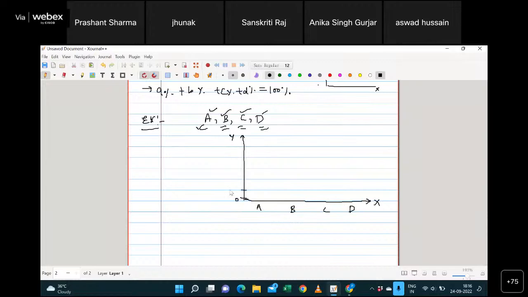Suppose this is 0. I'm taking this as 10, this is 20, this is 30, this is 40, this is 50. So suppose A got 20 votes, B got 30, C got 50, and D got 10.